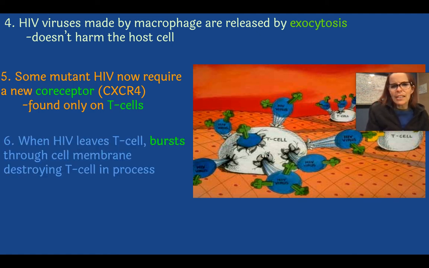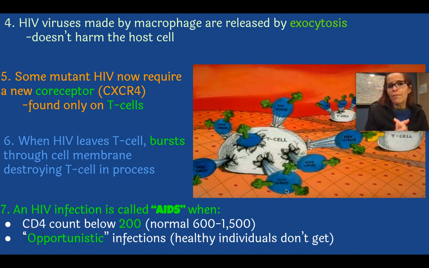So the mutant HIV are now entering the T cells. This time, as the T cells start making HIV, they get demolished. It bursts through the cell membrane. This is the image of it, and it destroys the T cell in the process.